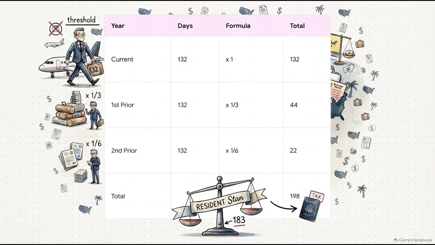And honestly, this brilliantly illustrates the IRS's unique brand of math. See, they don't just look at the current year. If Stan works in the U.S. for 132 days this year, he easily passes the initial threshold of being present for more than 30 days. But then the IRS adds 1/3 of his days from the prior year and 1/6 of his days from 2 years prior. By his third year of commuting 132 days, his calculated total hits 198 days. Because that exceeds 183 days, Stan inadvertently becomes a U.S. resident for tax purposes. Crazy, right?